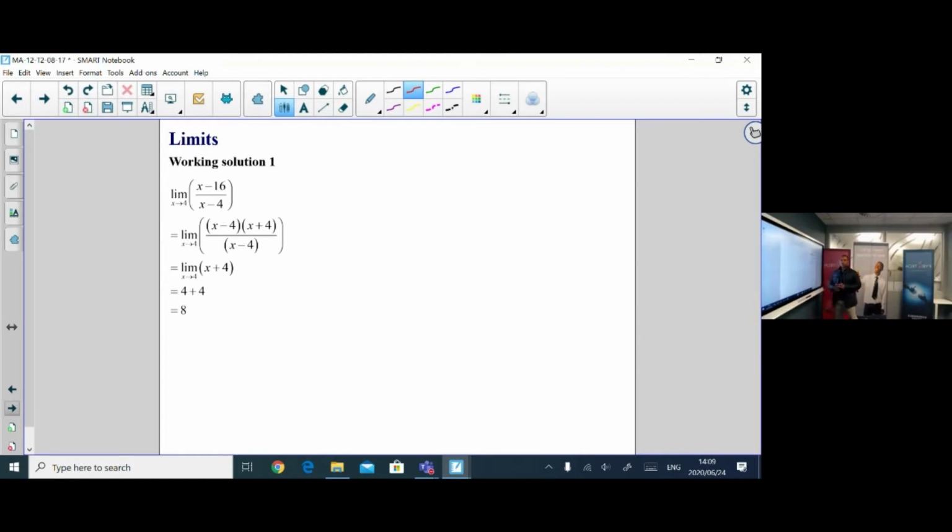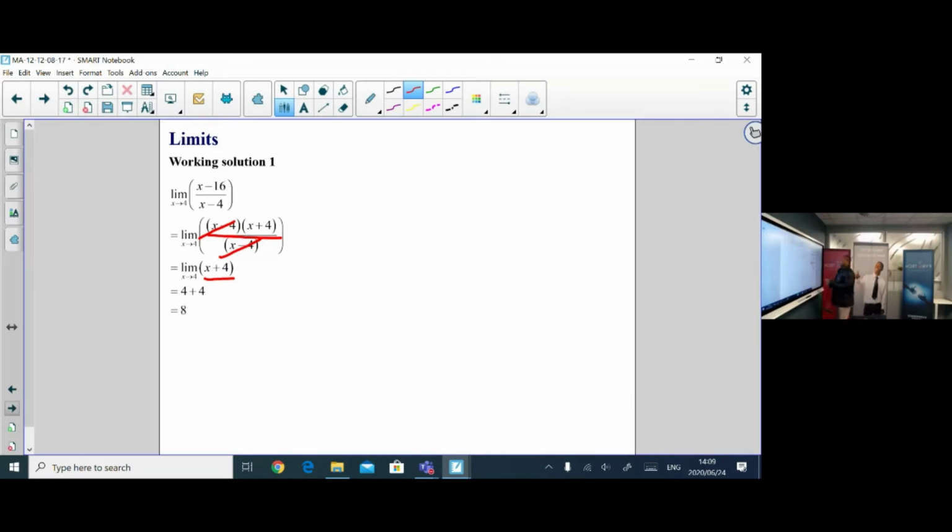Remember, we just did our polynomials where we factor. When you factorize the top part, you will get (x minus 4)(x plus 4) in brackets, which can easily cancel with the x minus 4 in the denominator. So eventually your expression is much simpler. It's actually a linear expression, just x plus 4.